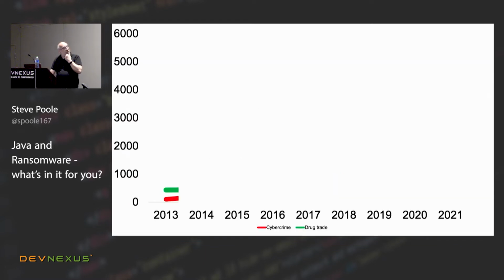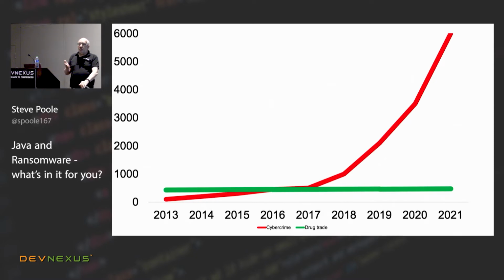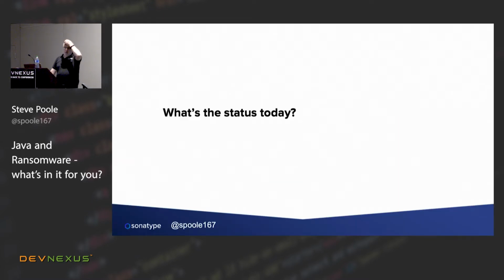And this is our prediction from then, okay? The green line is the drug trade, the expectation that it was manageable, and the expectation was that cybercrime would reach about $6 trillion around about now. $6 trillion, okay? Unimaginable amount of money. You think about what you know about the drug trade and all the movies you've watched, how much wealth there was, and that's a fraction compared to the prediction. Okay, so how real is that?